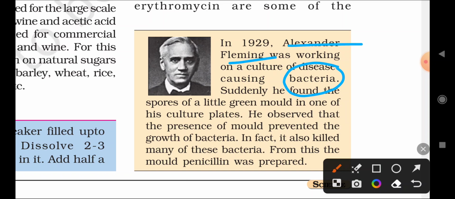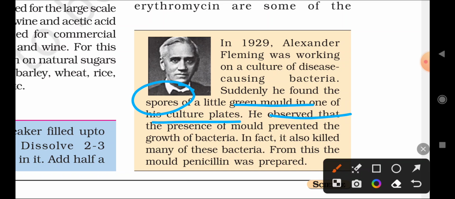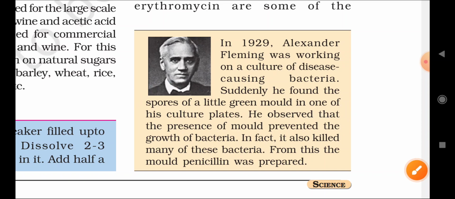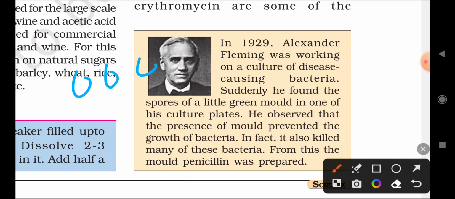Alexander Fleming. While studying the disease caused by bacteria, he suddenly found spores of a little green mold in one of the culture plates. He observed that the presence of the mold prevented the growth of bacteria. While studying the bacteria, he found some small spores like this. These spores will prevent the growth of what? Bacteria.